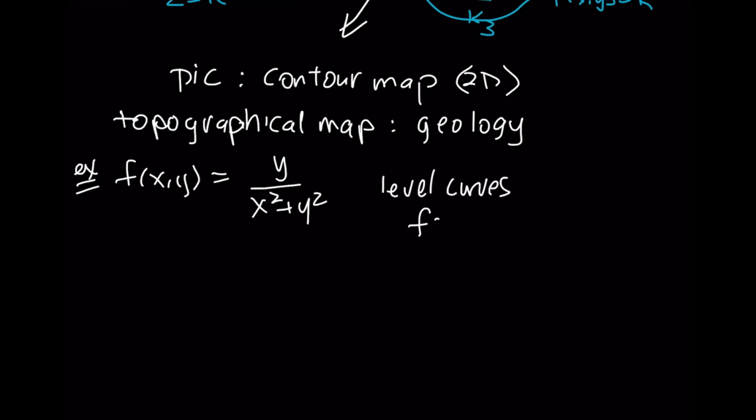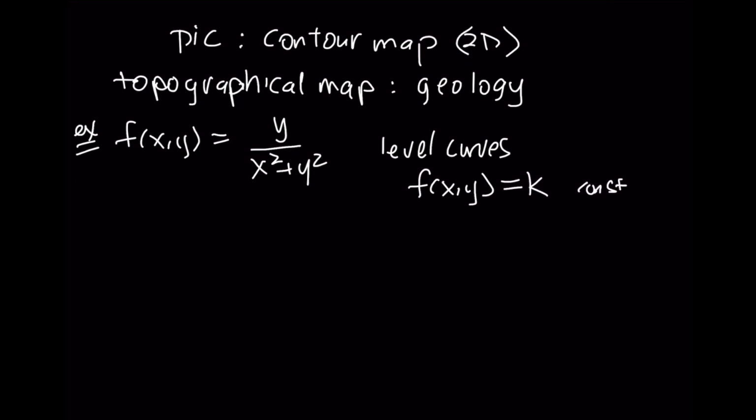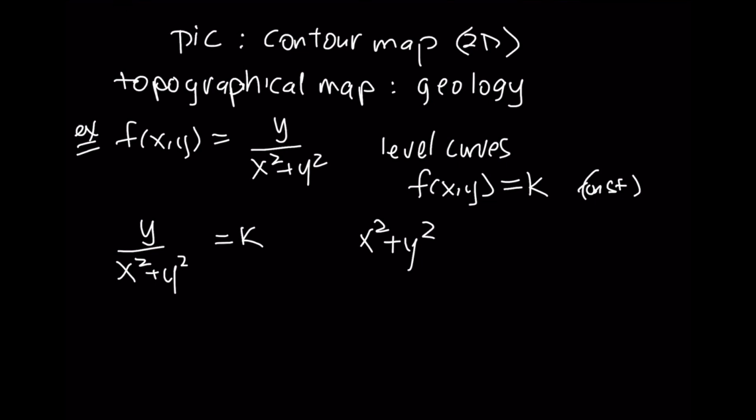This function is equal to k, some constant. So in my particular case, I'll have y squared over x squared plus y squared as a constant. I can reorganize this to get x squared plus y squared by itself on this side is y over k. If I reorganize that further, here's what I will end up with.